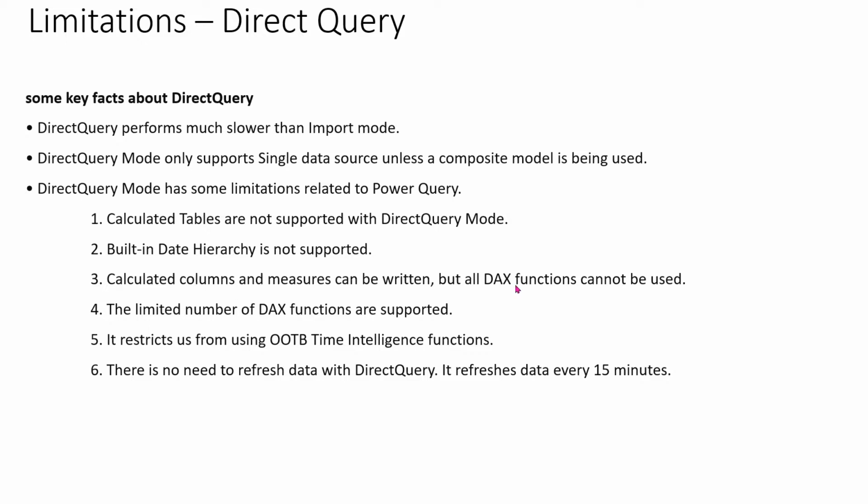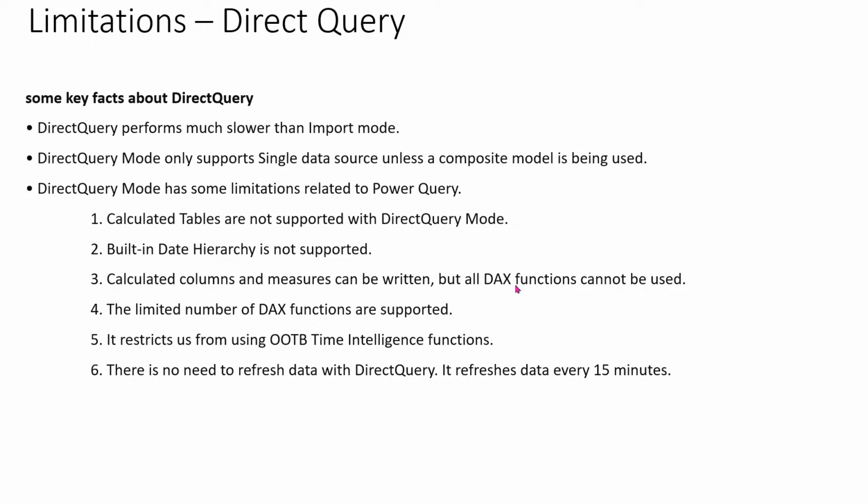Direct query mode only supports a single data source unless a composite model is being used. We'll forget about the composite model; that is another topic. Here, if you try to connect your data with Amazon Redshift, then that is the only data source you can access, not more than that. Direct query mode also has some limitations related to Power Query. After connecting to your query, you may want to do some data cleansing tasks in your Power Query.